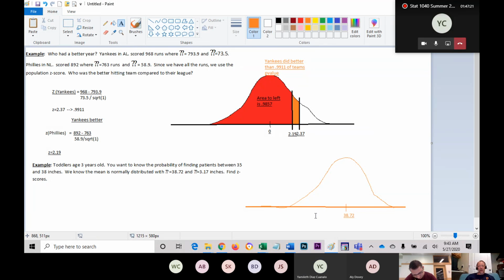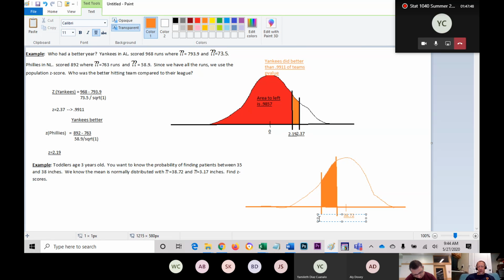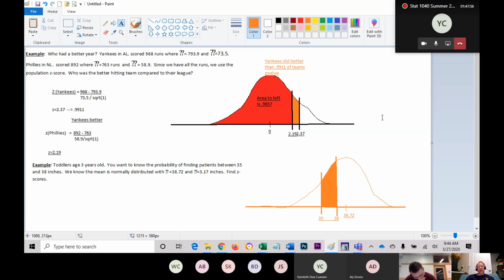38.72, okay. And so in this case, we want to know values here, this value. So we've got 35 to 38. Both of these values are less than the mean, right? So I want to find these two values here. If we fill in our little thing here, we want to know this area when they're 35 to 38 inches tall. So what would be that orange area? How would you figure that out?